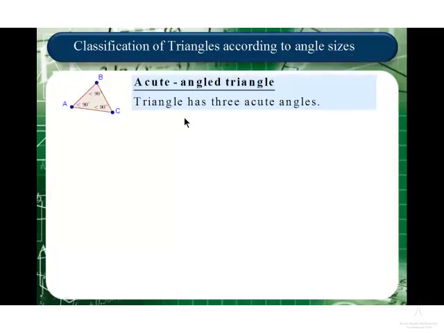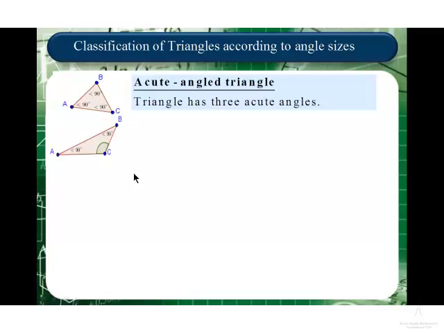Triangles can also be classified according to the angle sizes. Let us have a look at a number of such classifications. In the first instance, we look at the so-called acute-angled triangle. Now, such a triangle has three acute inner angles, as indicated in the case of triangle ABC. All three angles are less than 90 degrees.